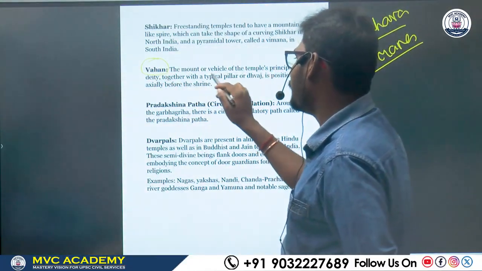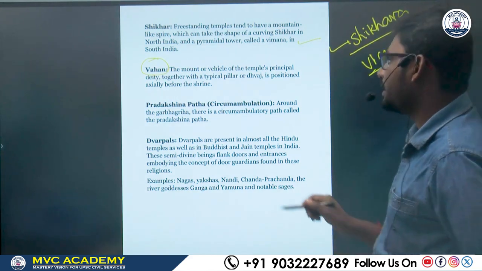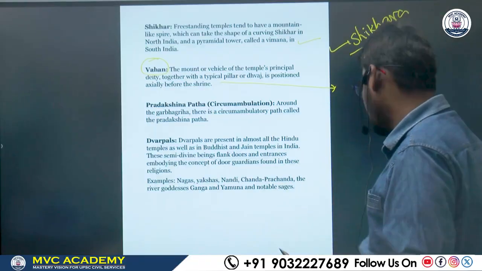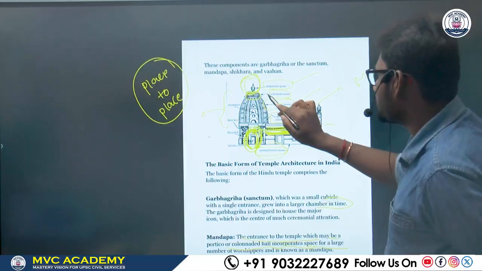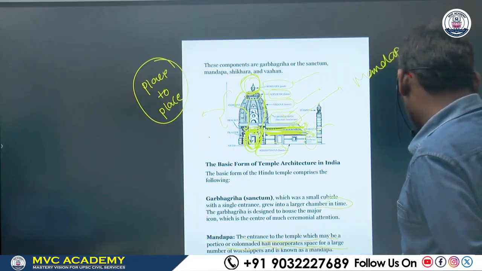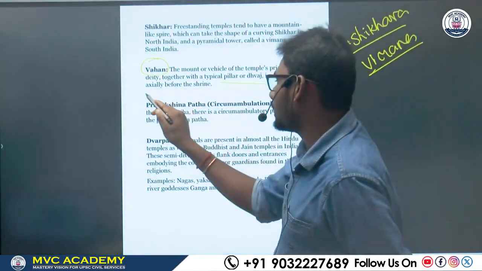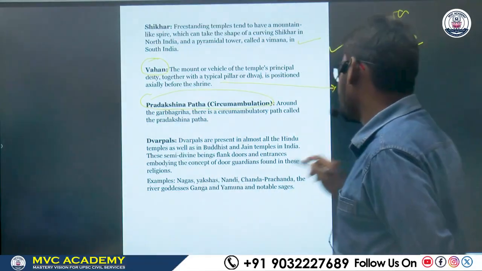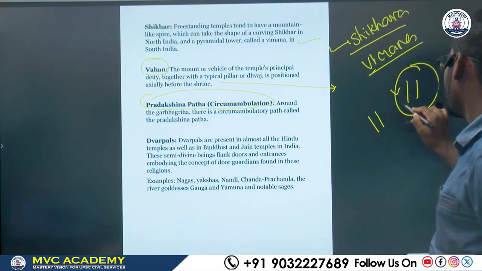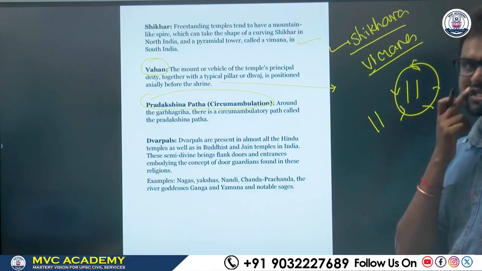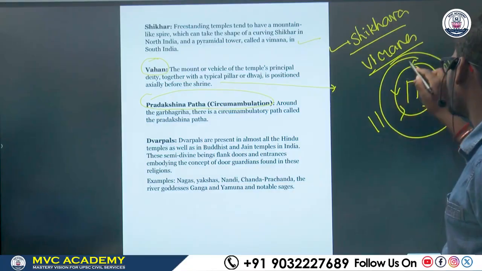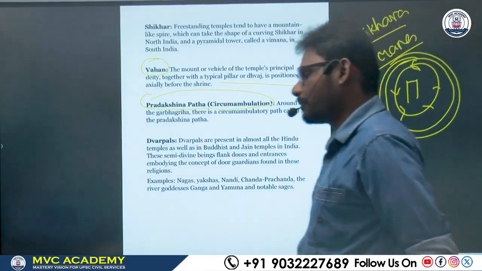Next, Vahan. What is the meaning of Vahan? The mount or vehicle of the temple's principal deity, together with a typical pillar or Dhvaj, is positioned axially before the shrine. So it is known as Vahan. Next, Pradakshina Patha. What is the meaning of Pradakshina Patha? Generally when we visit any temple, we do Pradakshina. The path around the temple is known as Pradakshina Patha.